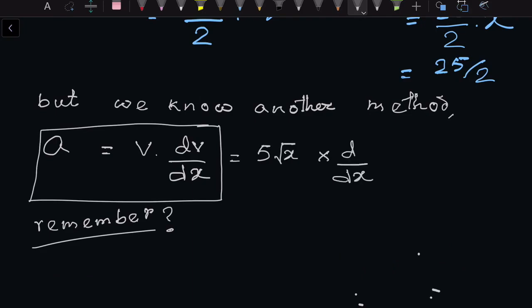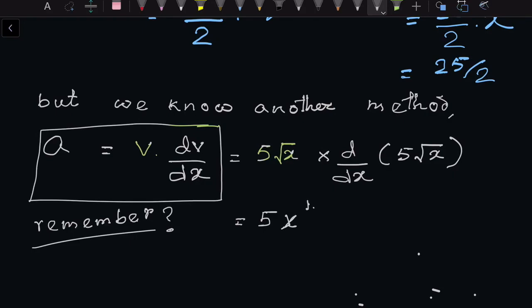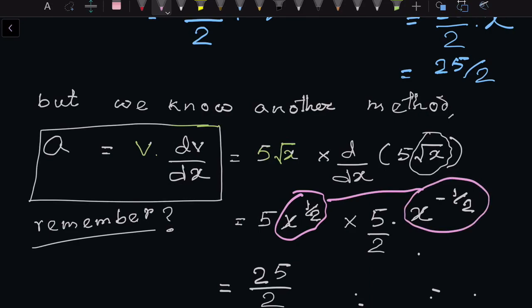So anyway, let's put the value. v means 5 root x. Then dv by dx means d/dx of v, where v is 5 root x. So it is 5 root x, that means x to the power half into d/dx of 5 root x again. So half x to the power minus half into 5. So the total answer becomes 25 by 2, and x to the power minus half times x to the power plus half becomes 0. So that is the answer.